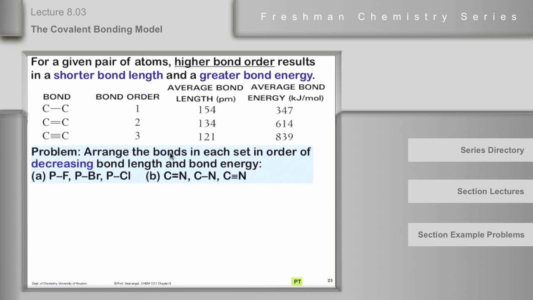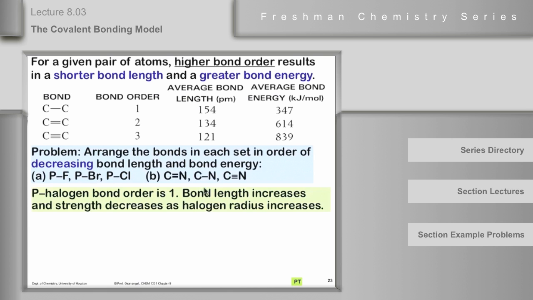The problem is to arrange the bonds in each of these sets, A and B, in order of decreasing bond length and bond energy. It means we've got to find the biggest one and then arrange them in progressively smaller sizes. So we've got phosphorus fluorine, phosphorus bromine, phosphorus chlorine in the first set. And then we've got carbon nitrogen double, carbon nitrogen single, and carbon nitrogen triple.